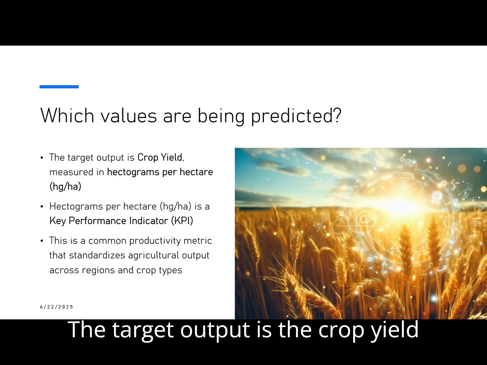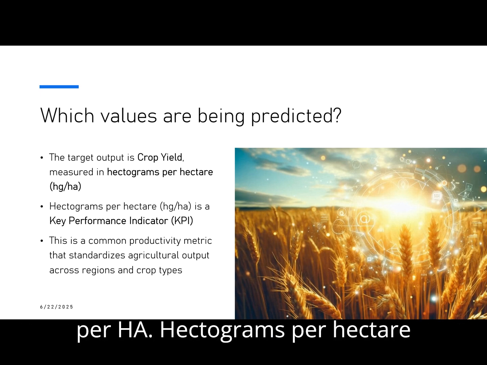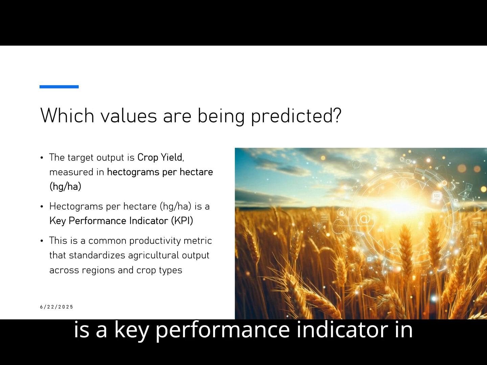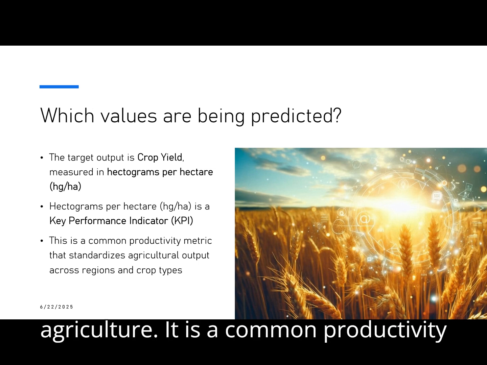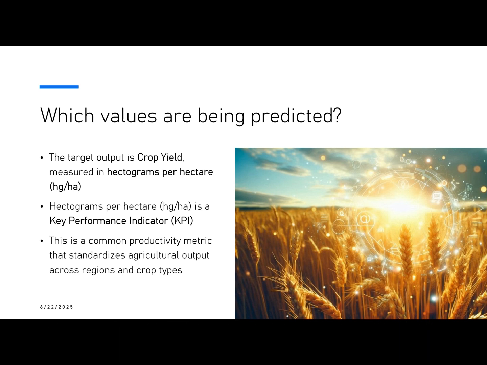The target output is the crop yield measured in hectograms per hectare, or Hg per Ha. Hectograms per hectare is a key performance indicator in agriculture. It is a common productivity metric that standardizes agricultural output across regions and crop types.